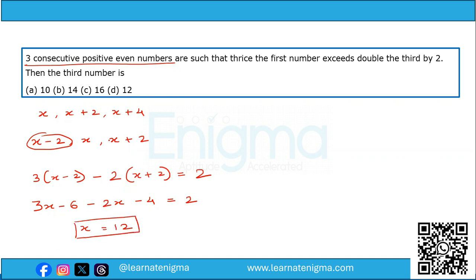Now x is equal to 12. Now as per our assumption, the third number is x plus 2. So x plus 2 will be 12 plus 2, that is 14. So that is our answer, option number B.